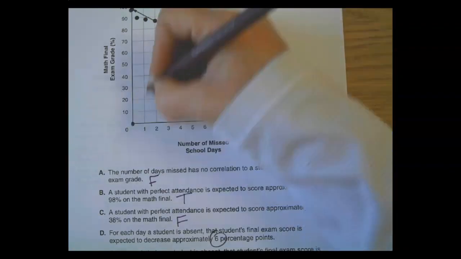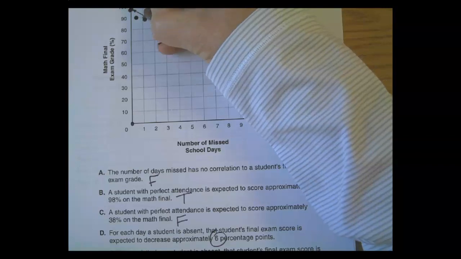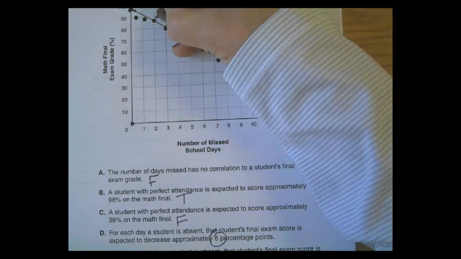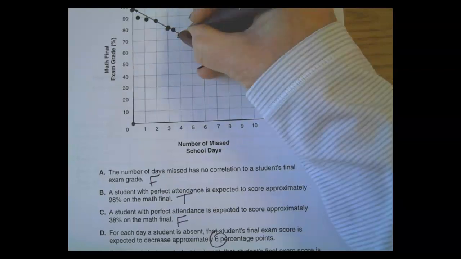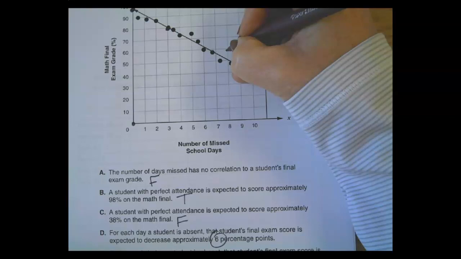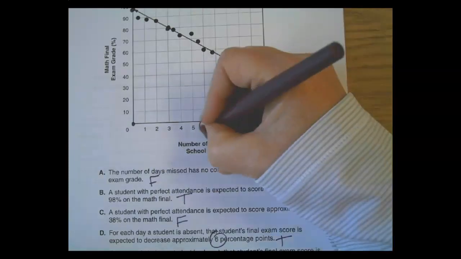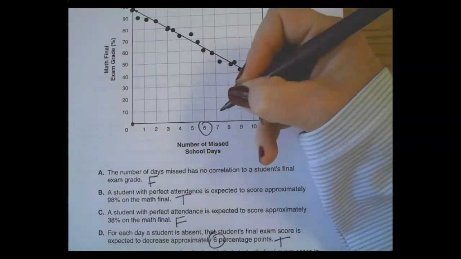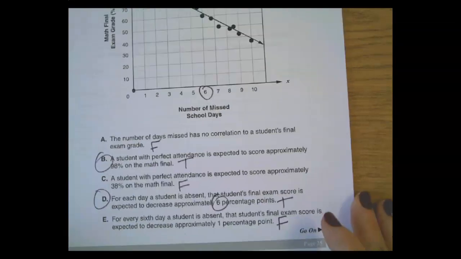So from 1 here, is he going to lose about 6 percentage points? So are we completely going down by maybe 6? Going down by 6? Okay, could be. That seems kind of true. Let's read this next one. For every 6th day a student is absent, the student's final exam score is expected to decrease by 1%. That one's definitely false. So here's our 2 true statements.